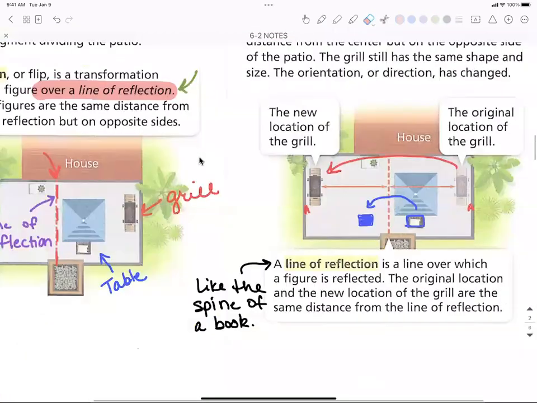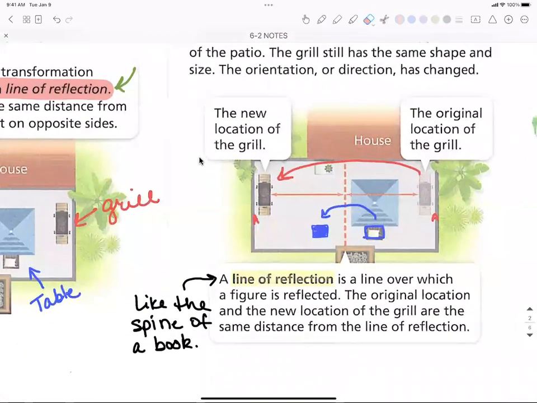And the grill, when it is flipped or reflected over the line, notice that it is the exact same distance from here to here as it is from here to here. From the original to the line, from the line over to the new. Okay, it's exactly the same distance.